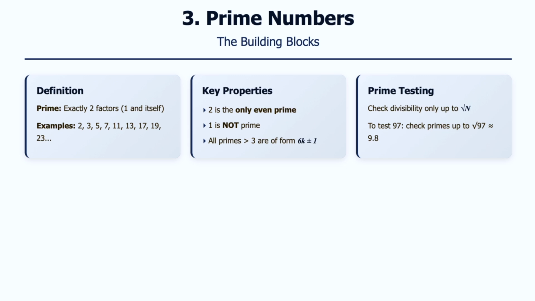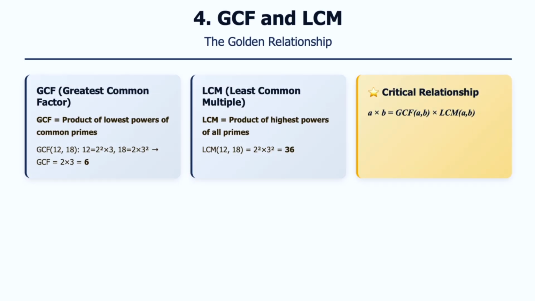Prime numbers, the building blocks of arithmetic. A prime has exactly 2 factors, 1 and itself. Remember, 2 is the only even prime, 1 is not prime, and all primes greater than 3 are of the form 6k plus or minus 1. To test if a number is prime, check divisibility only up to its square root. For 97, you only need to check primes up to about 9.8. This saves enormous time.